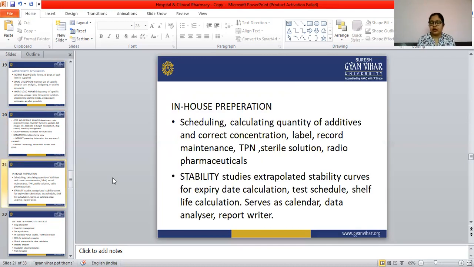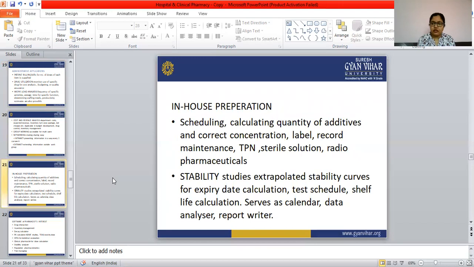Okay, scheduling, calculating quantity of the additives, correct concentration, label, record maintenance, TPN, sterile solution, radiopharmaceuticals. For all these purposes we are using the computer, and with the help of the computer this work is very easy. The scheduling of the preparation, or calculating the quantity of the additives and the correct concentration, we can do with the help of the computer. How can we do it?